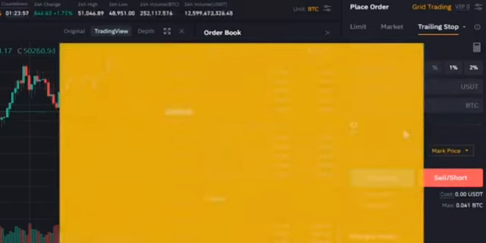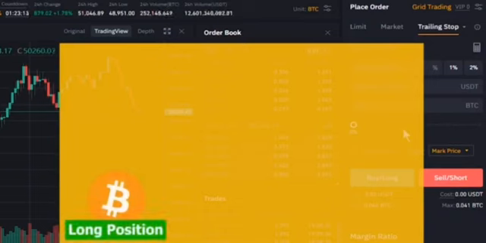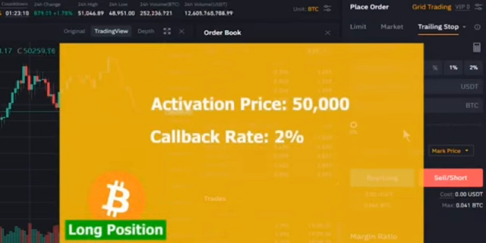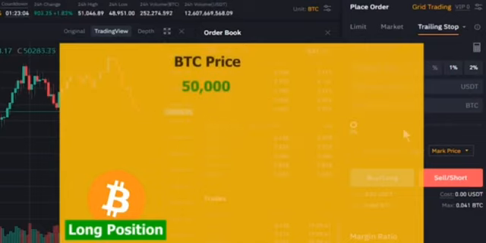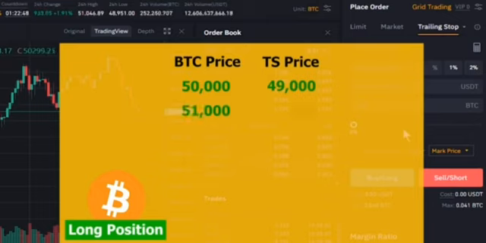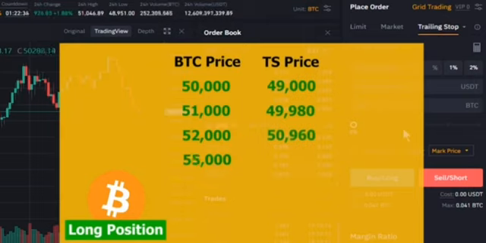Let me explain this with an example. Consider you have a long position on Bitcoin and you want to set a trailing stop order at 50,000 and, for example, a callback rate of 2%. So when the price reaches 50,000, a trailing stop will be set at 49,000. If the price moves higher, the trailing stop also moves up by keeping the distance 2%. So if the price reaches to 51,000, the trailing stop moves to 49,980. If the price reaches to 52,000, the trailing stop moves to 50,960. If the price reaches to 55,000, for example, the trailing stop moves to 53,900.